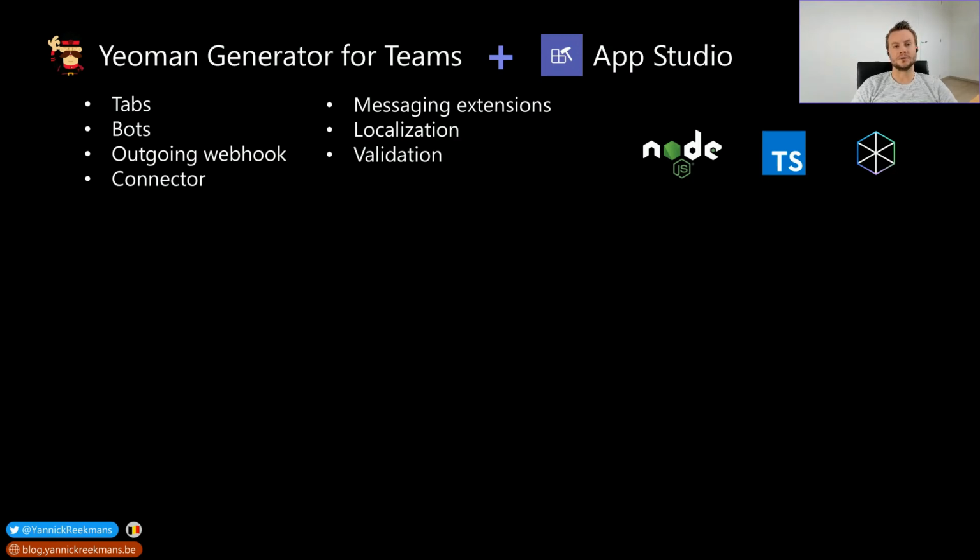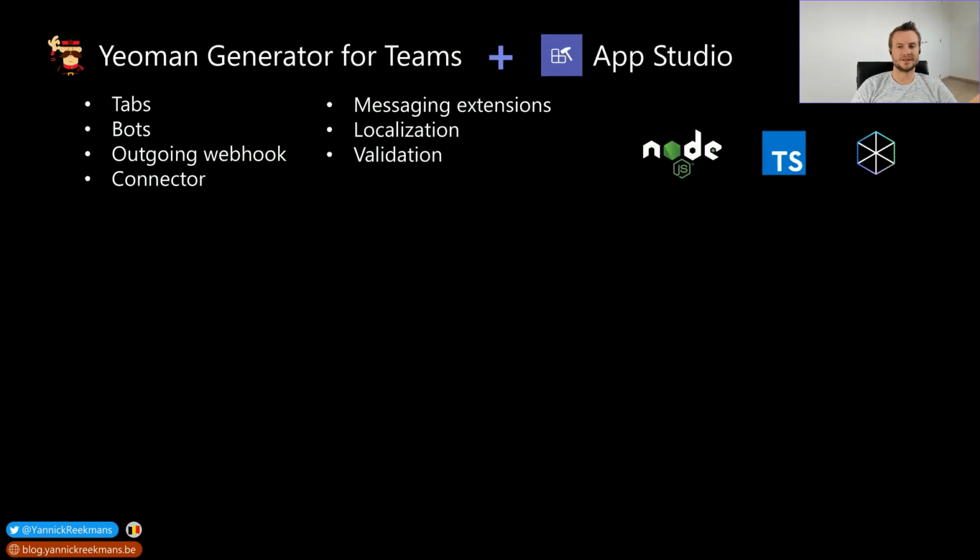It will generate the manifest file that's needed for your Teams application. You can build it and you can get every resource that you need to deploy it on Azure and to load the application in Microsoft Teams. Now, the validation of your app package is done in the Microsoft Teams App Studio.